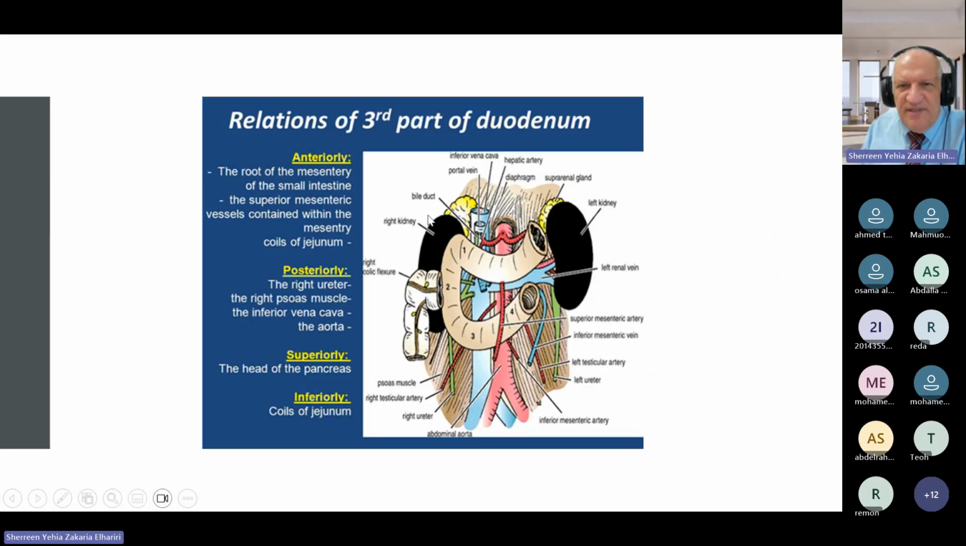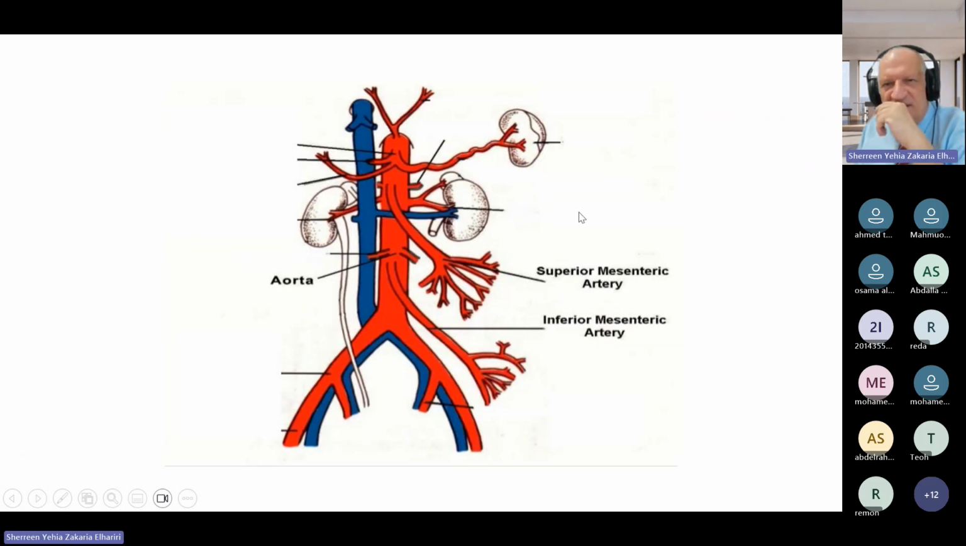This is the same for the duodenum: the first part, second part, third part, and the relations of the duodenum. Also, it is important to know. This slide is very important, it is theory, because a common disease in England is the abdominal aortic aneurysm.